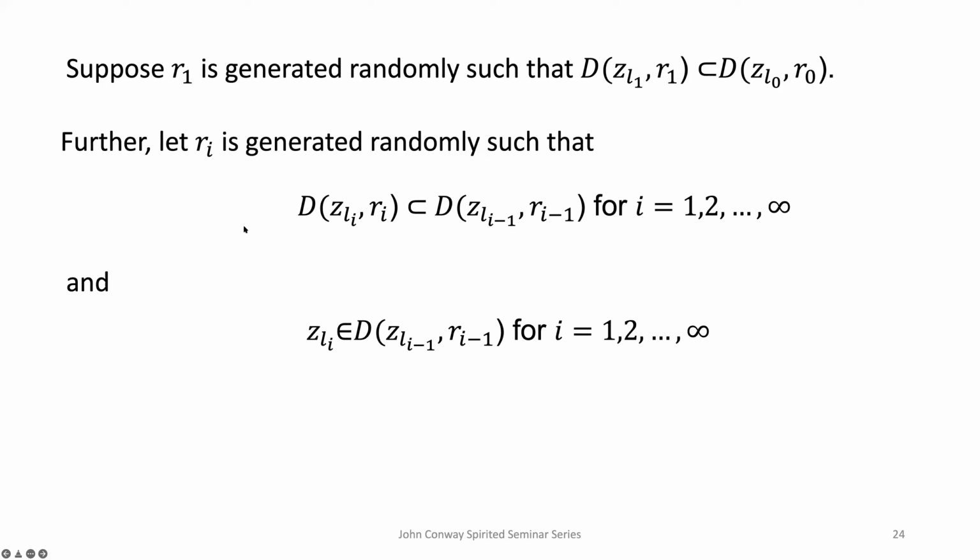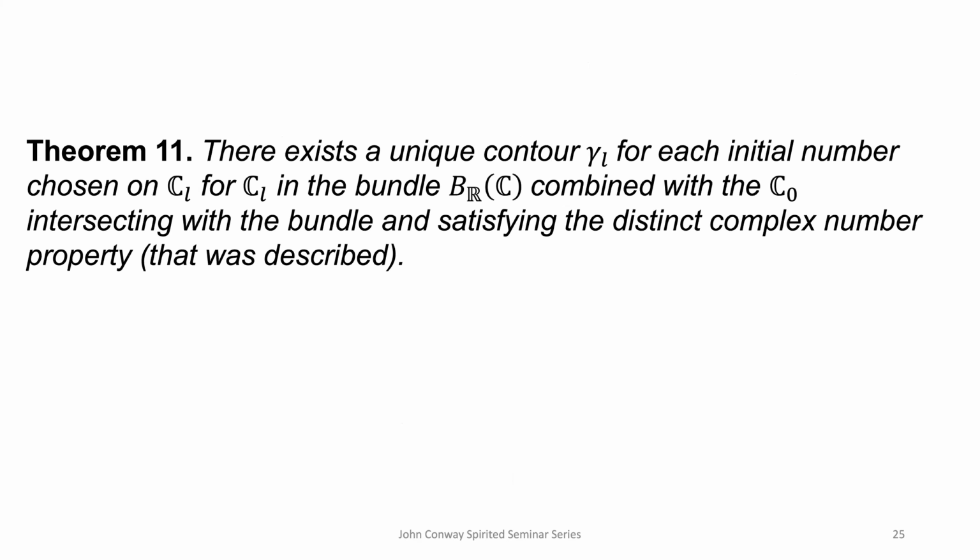So the i-th randomly picked value belongs to the previous disk formation, the disk formed based on this Z_Li value with a radius, the initial value picked, the previous value picked, and the randomly generated radius. So the idea of the proof is because of this property here: the intersection of D(Z_Li, R_i) will be non-empty. As I mentioned, there are many things here.